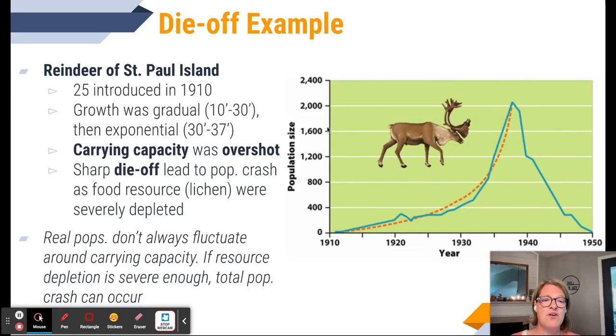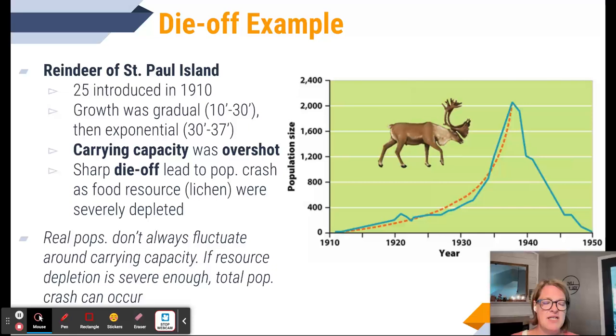So they just really went over the carrying capacity, which if I were to guess would probably be somewhere around 1,600 deer. It's kind of hard to tell because we don't see that overshoot and die off continuously, where we can get that average. And in this case, the population just completely depleted. And so real populations don't always fluctuate around that carrying capacity.